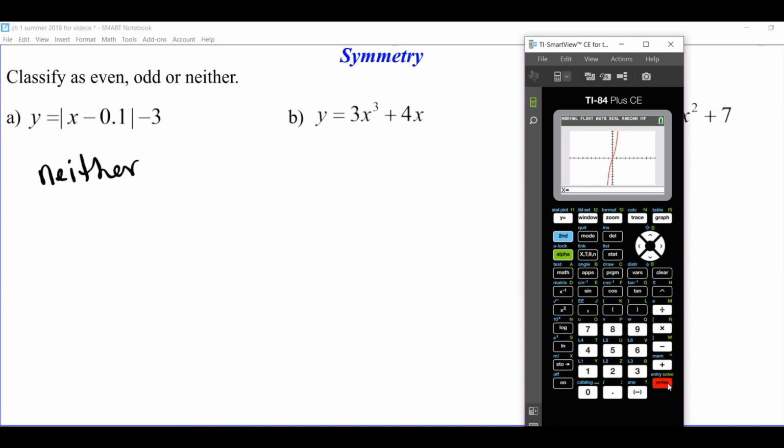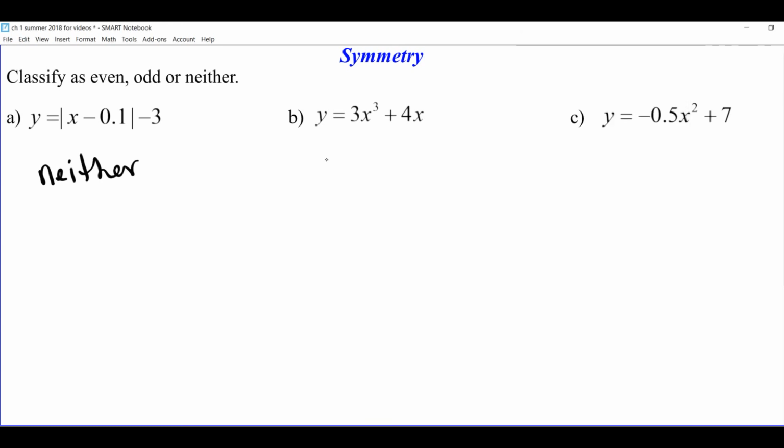Remember, with an odd function, you want to get opposite y values out. So here I'm just going to put in negative 1, and I get a y value of negative 7. So then when I put in positive 1, I should get positive 7, and I do. So based on checking those values, I can say that this appears to be an odd function.